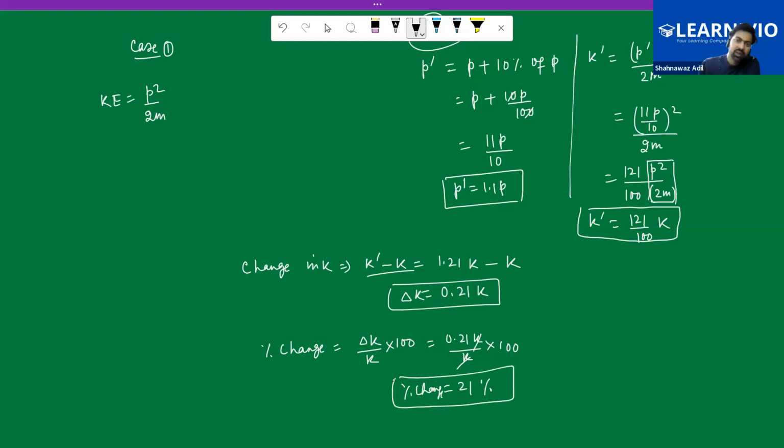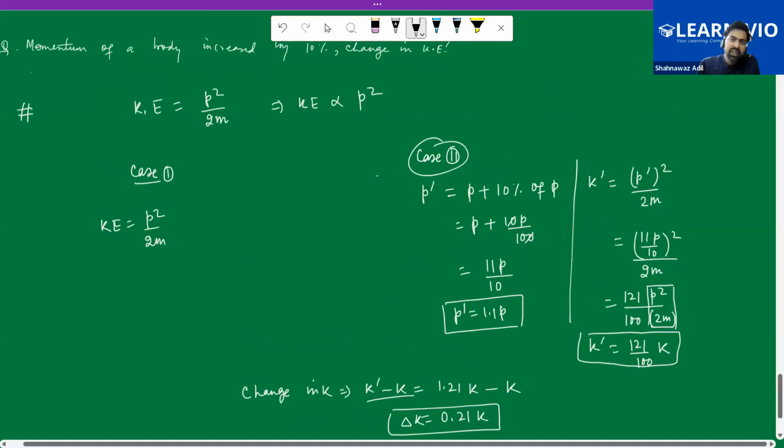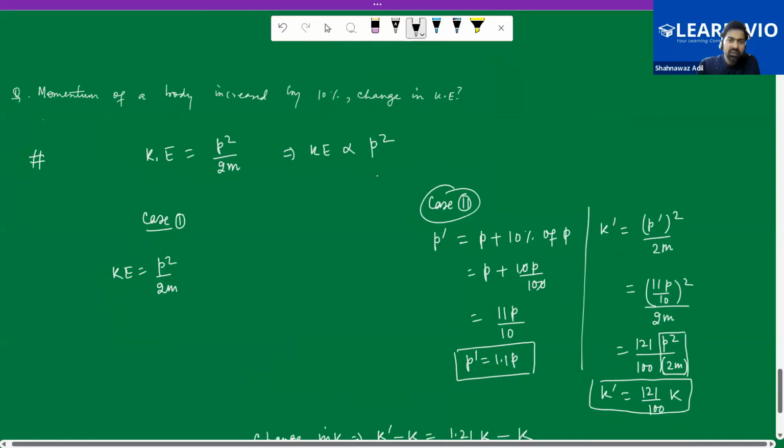Right, so you are changing momentum by 10%, but you are getting a change of 21% in kinetic energy. So that is how this is related.